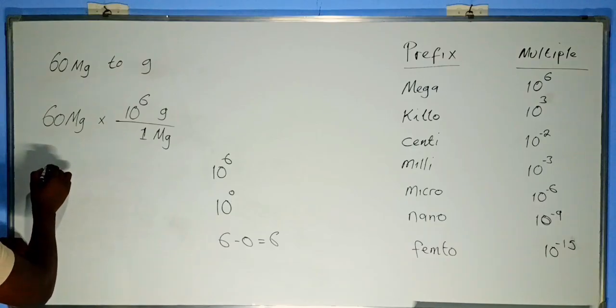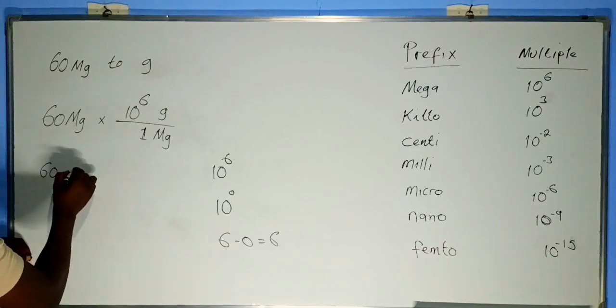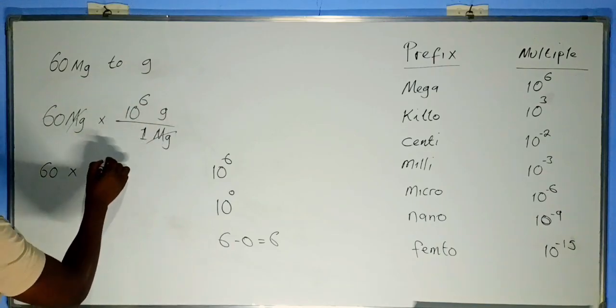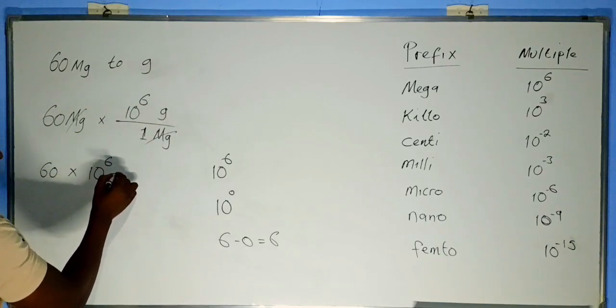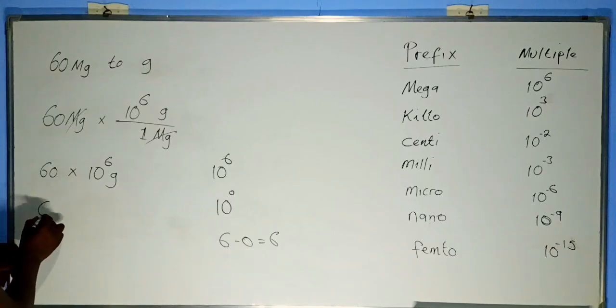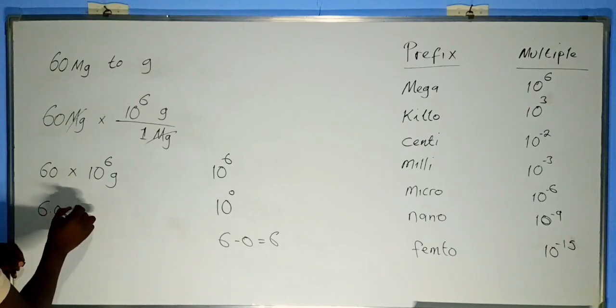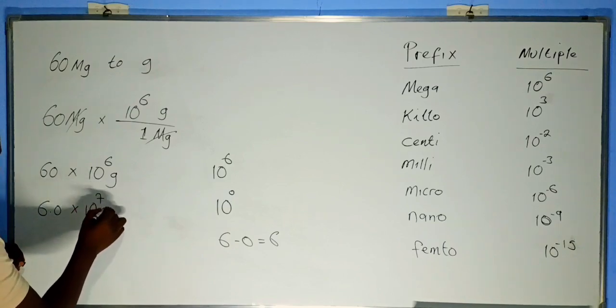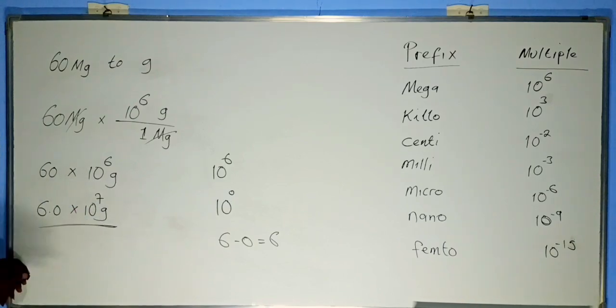This implies we have 60 times 10 to the power of 6 grams. Again, we can write it as 6.0 times 10 to the power of 7 grams. This will be our 60 megagrams to grams, which is 6.0 times 10 to the power of 7. So this is how simple it is.